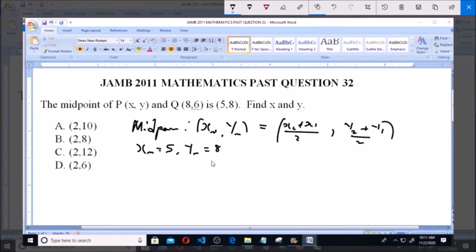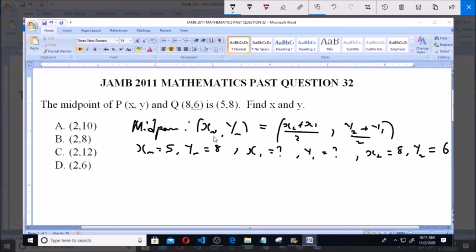Now these are the coordinates of the midpoints given. For the coordinate of P, which is x1 and y1, x1 is not given and y1 is not given. But for the coordinate of Q, which is x2 and y2, x2 is equal to 8, and y2 equals 6. Now we are asked to find x and y, which are the coordinates of P.